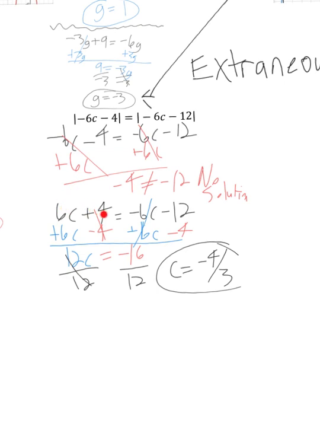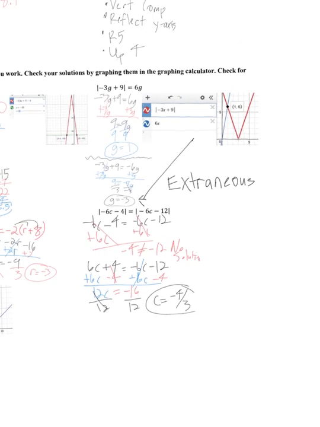So there's more than one thing, so I changed both the signs. So -6c and -4 turned into positives. And then now I'm just solving for c. So I added 6c over, got 12c. I added -4 over, got -16. Divided, I got -4/3. And that's my answer for that one.